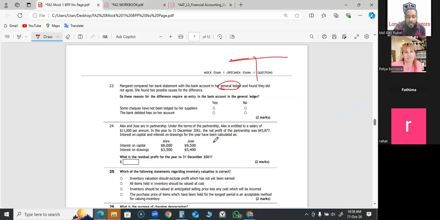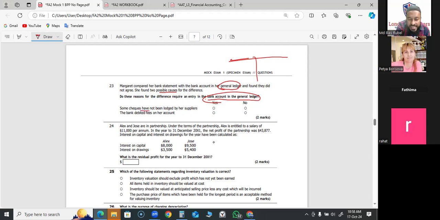Now, she found two possible causes for the difference. Does this reason for the difference require an entry into the bank account in the ledger? What do you mean by bank account in the ledger? You need to understand the question. That means in your cash book, do you have to update it? In your cash book, you can update only standing order, direct debit, bank interest charge, bank charges. Those are in the bank statement, not in yours.